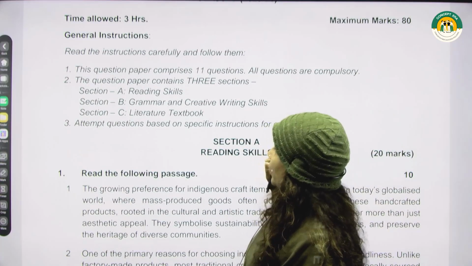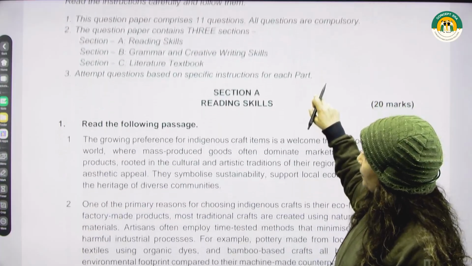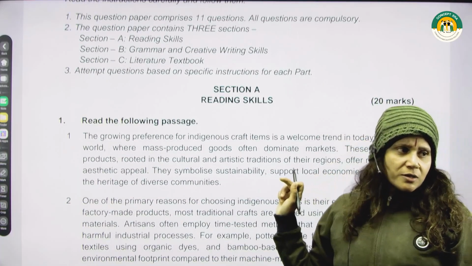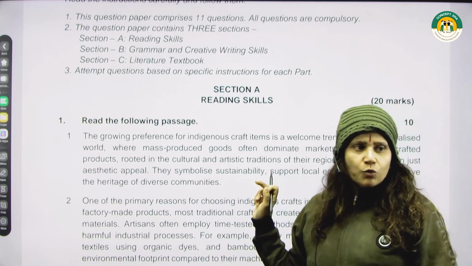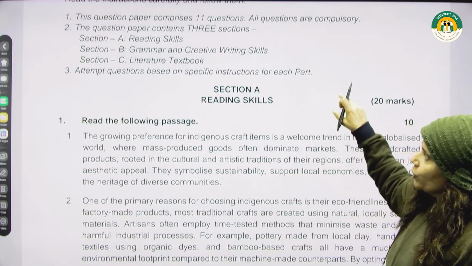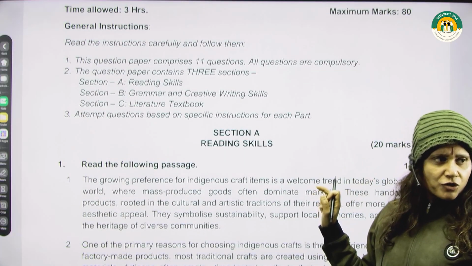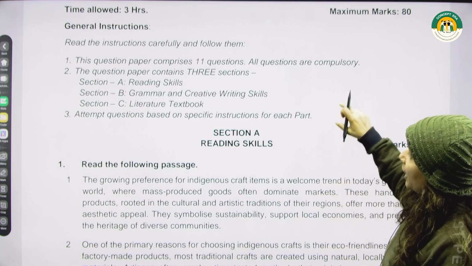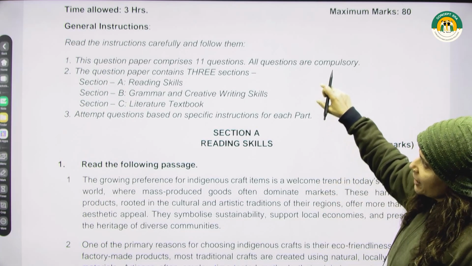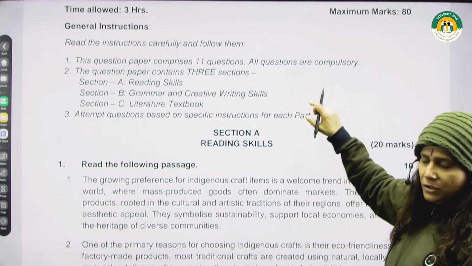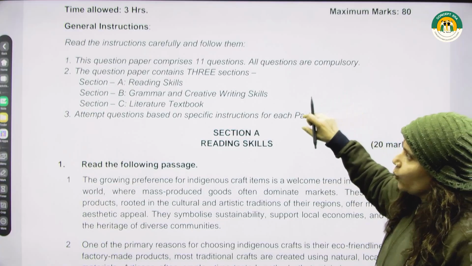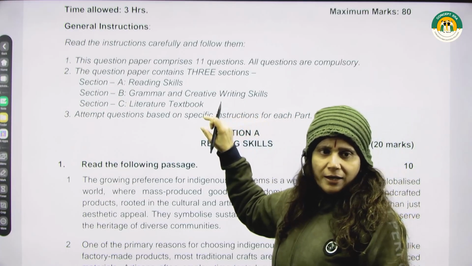If we move ahead, all the questions are mandatory for the student to attempt. But here I would like to suggest, I must add, that any section you can do first. Either you can start with section A, which is the reading section, or you can begin with the last section, which is the literature section.